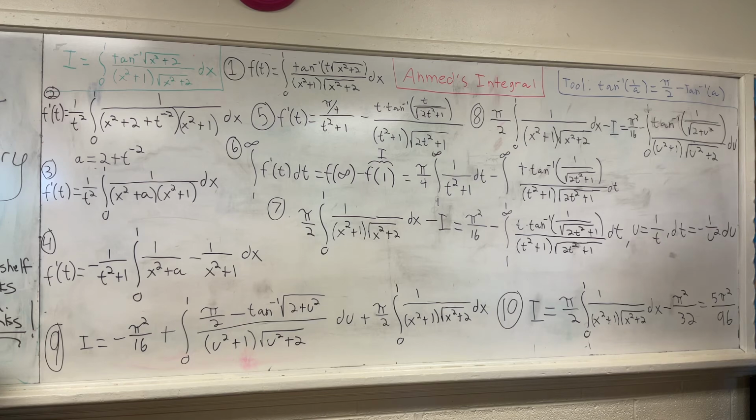But what you get if you evaluate that and then subtract pi squared over 32 is that I is equal to 5 pi squared over 96. So that's the answer to Ahmed's integral.